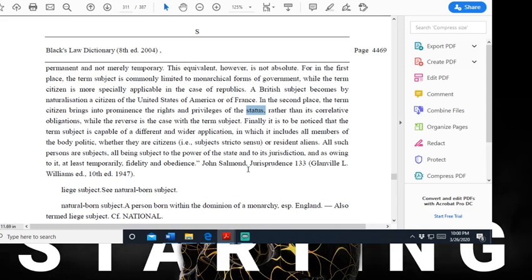Rather than its correlation obligations, while the reverse in this case with the term subject. Finally, it is to be noticed that the term subject is capable of different and wider applications in which it includes all members of the body politic, whether they are citizens, i.e. subject stricto sensu, or resident aliens. All such persons are subjects, being subject to the power of the state in this jurisdiction and owing to it, at least temporarily, fidelity and obedience. So, John Salmond, Jurisprudence, 113.